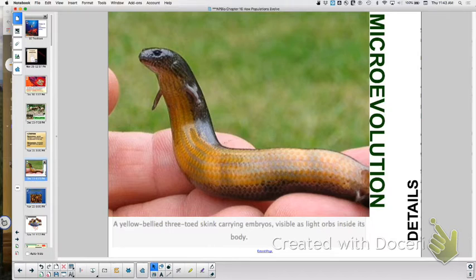On types of evolution, microevolution is within a population. Macroevolution is large scale, forming what? New species. Perfect.